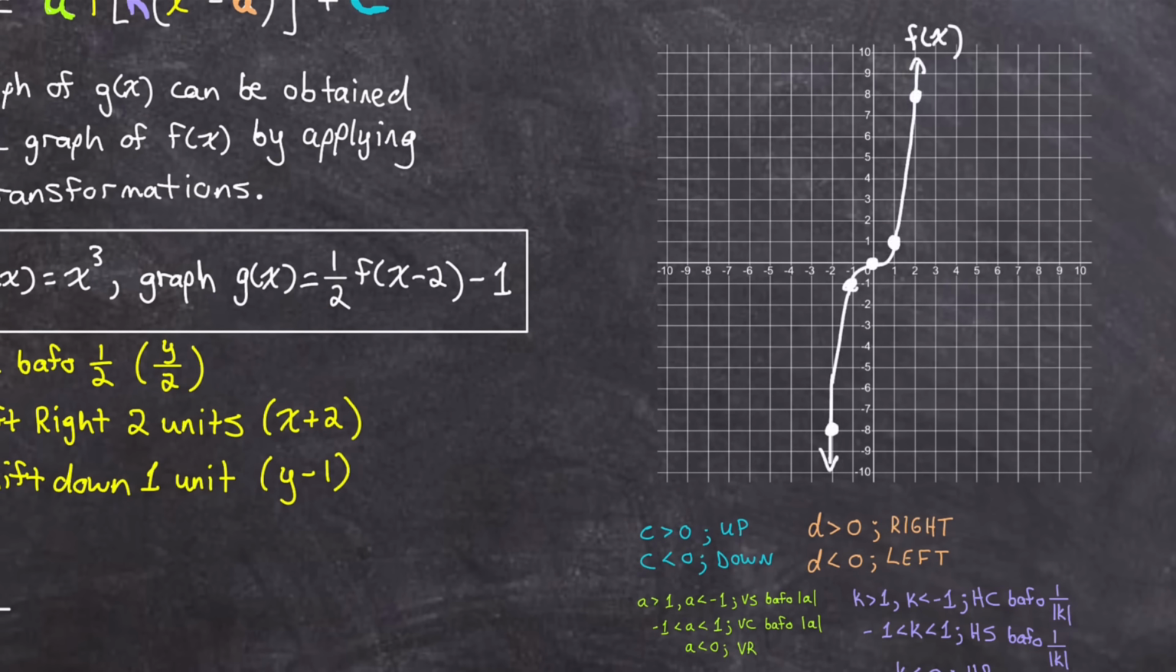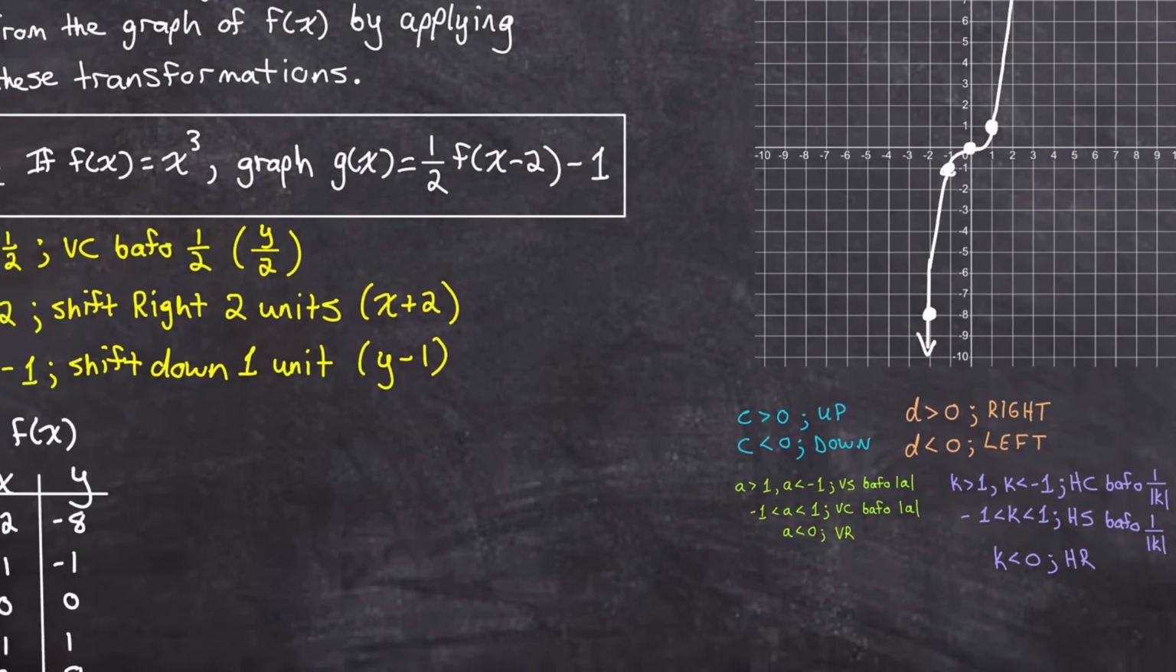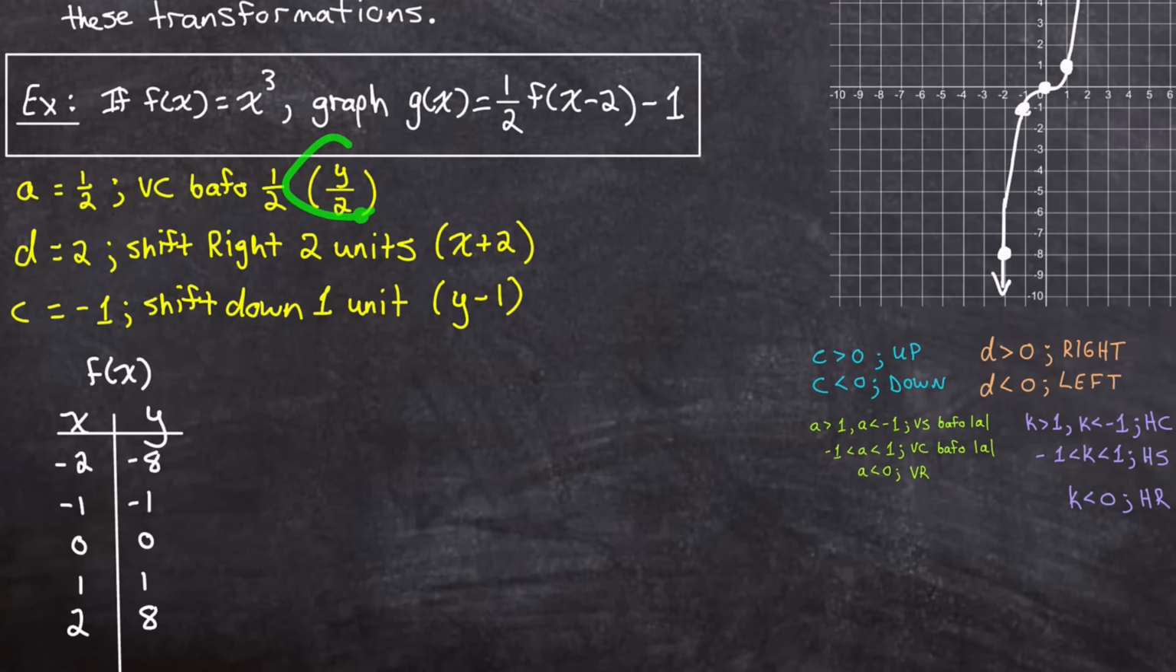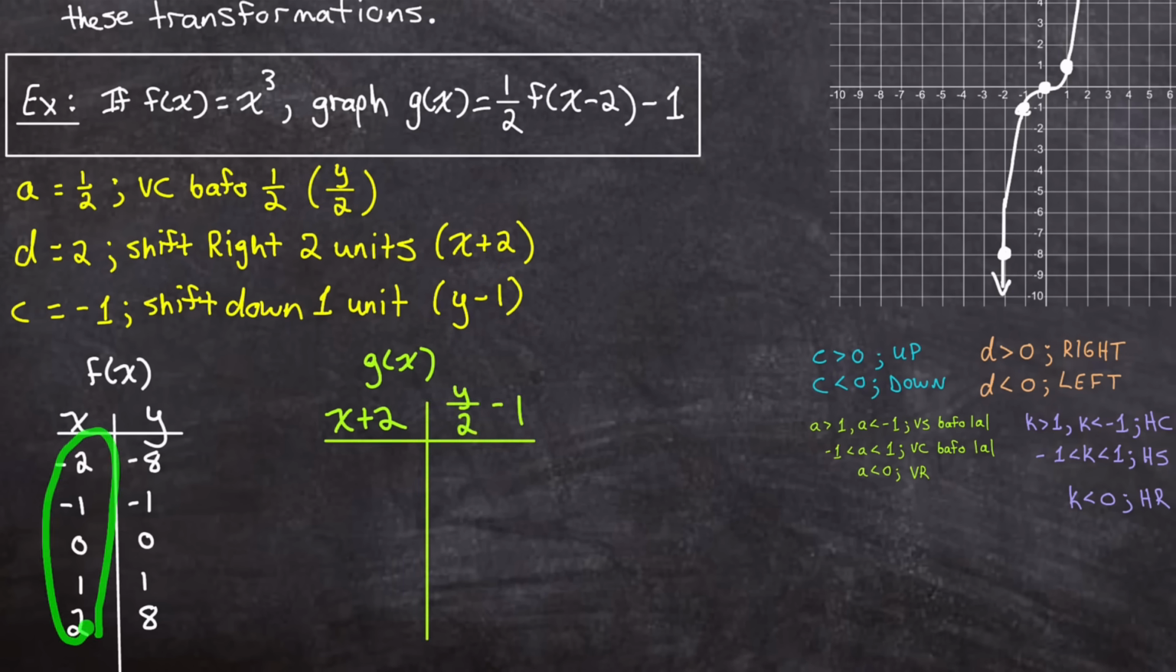And now what we want to do is graph g of x, the transformed version of f of x. So I'm going to apply all of these transformations that we wrote down to these key points of our x cubed function. So I'll make a new table of values for g of x, where the transformations that are happening to x is I have to add 2 to shift it to the right, and to the y's, I have to cut them in half to vertically compress it by a factor of 1/2, and then I have to subtract 1 to shift it down 1. So I'll take all of the x values from my parent function and sub them into this little equation that I've made.